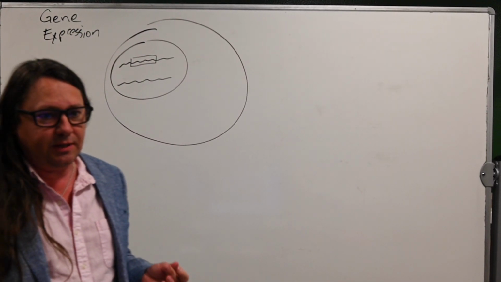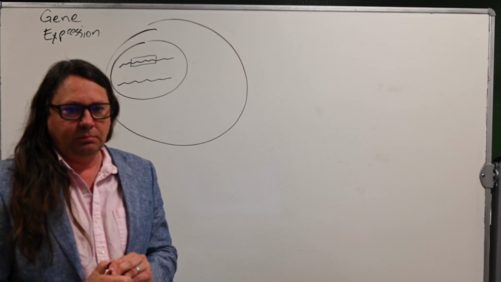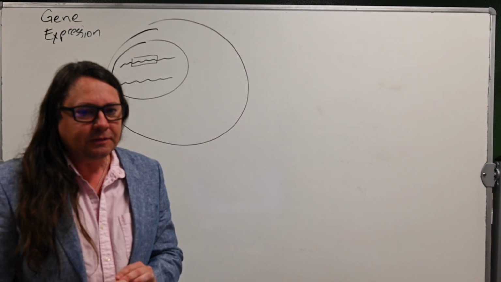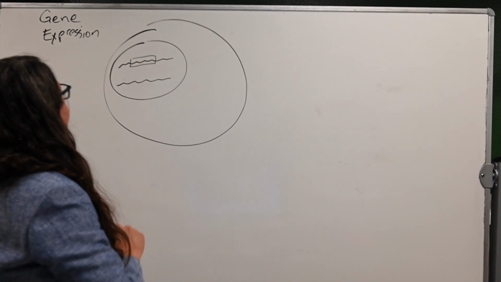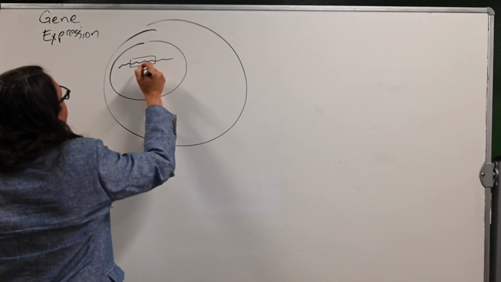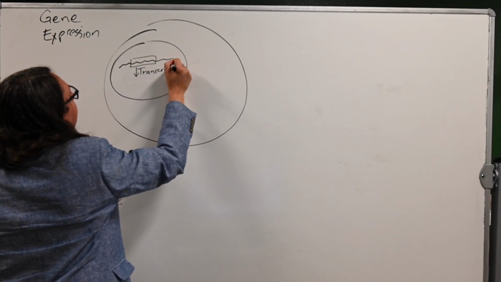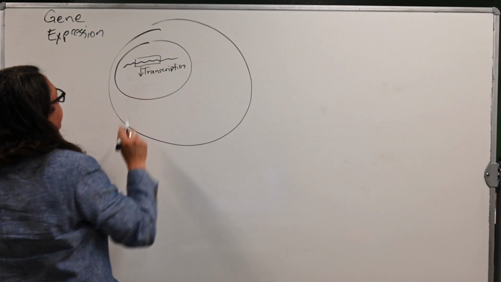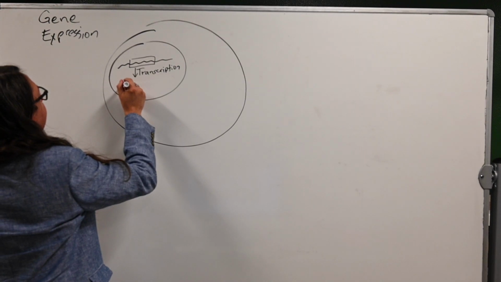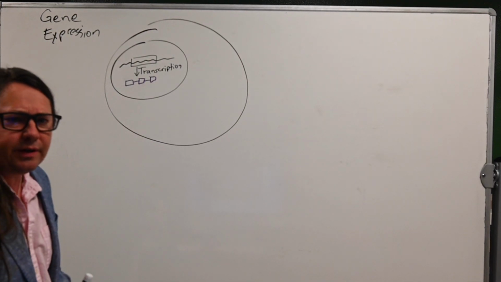So what's the first step in gene expression? Yes, transcription, right? So we're gonna get transcription. All right, so I'm gonna erase this chromosome. So we're gonna get transcription. Okay, so now we have an RNA. Let me see how this looks. Okay, now we have an RNA.